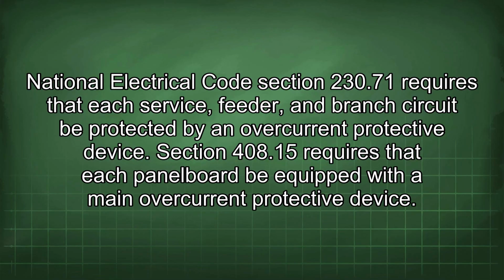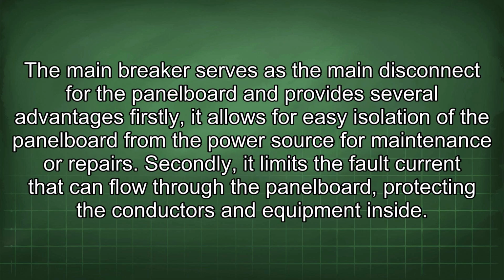National Electrical Code Section 230.71 requires that each service, feeder, and branch circuit be protected by an overcurrent protective device. Section 408.13 requires that each panel board be equipped with a main overcurrent protective device. The main breaker serves as the main disconnect for the panel board and provides several advantages.